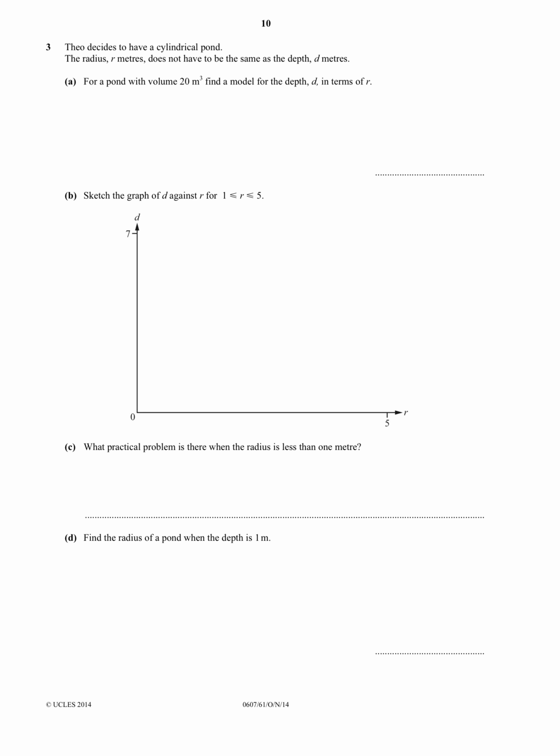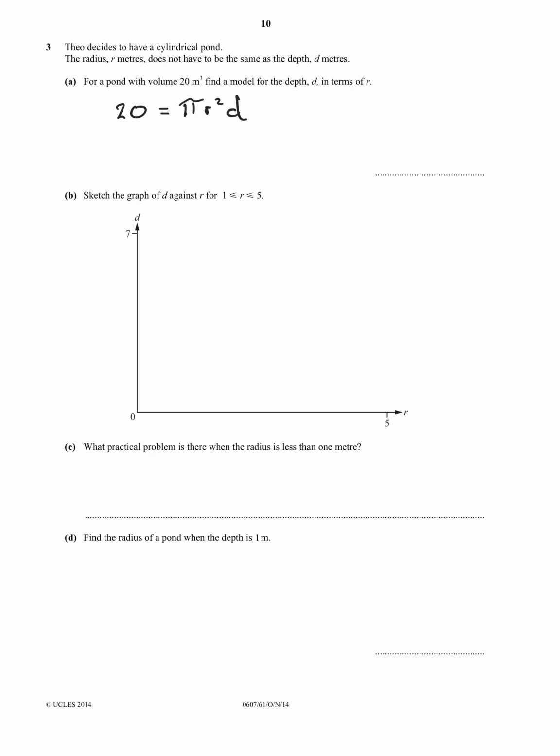Question 3 then. Theo decides to have a cylindrical pond. The radius r meters does not have to be the same as the depth d. For a pond with volume 20, find a model. Okay, so what's he going to do then? He's going to have 20 meters cubed still, so it has to be a volume of 20. So this is going to be 20, and that has to equal pi r squared times the depth d. That's just how a cylinder's put together.